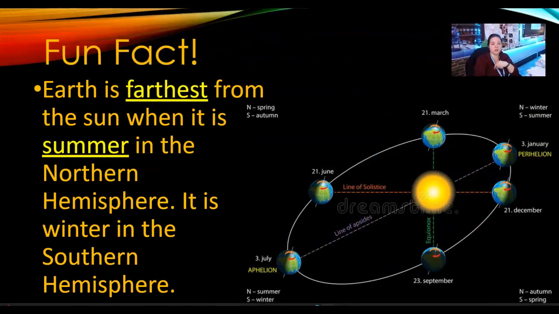Fun facts. The Earth is farthest from the sun when we are in summer, also called aphelion, and it is winter in the southern hemisphere. We are closest in January in the winter, also called perihelion.